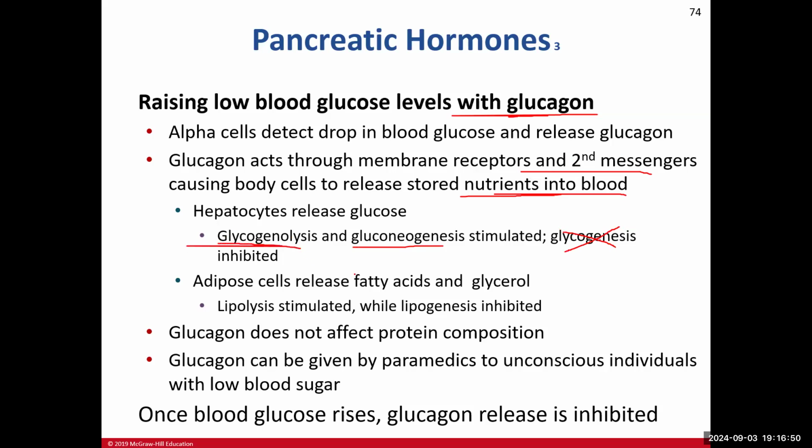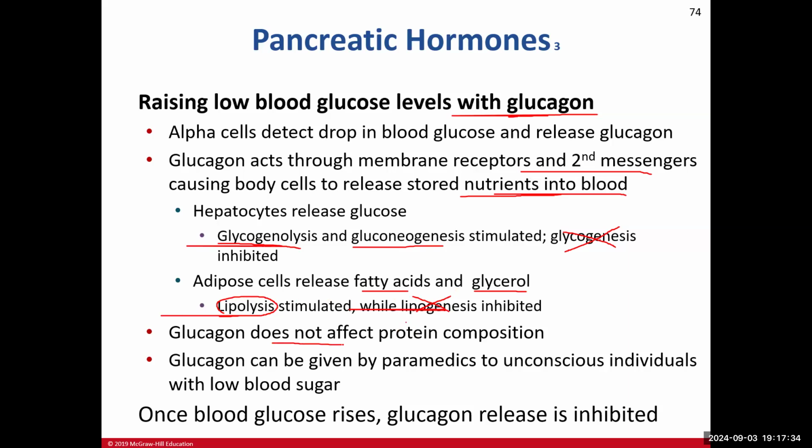And then go to the adipose tissue, same thing. We need our fatty acids and our glycerol. Why? Because we can use those to make glucose through gluconeogenesis. So how are we going to do it? We're going to stimulate lipolysis. And we're going to say, to heck with lipogenesis. We're going to inhibit that. One of the things, though, that you want to know is this right here. Glucagon does not affect protein composition. It's not going to mess around with protein catabolism or anabolism or any of that. It is not going to stimulate amino acid levels one way or another.